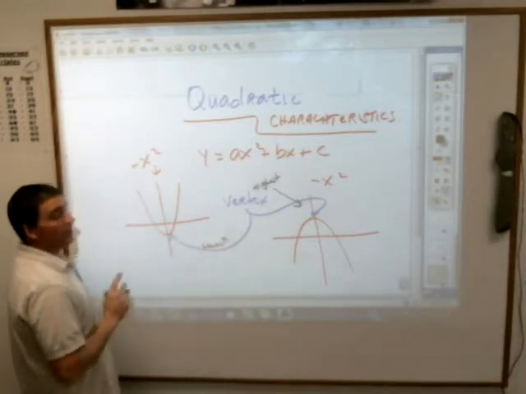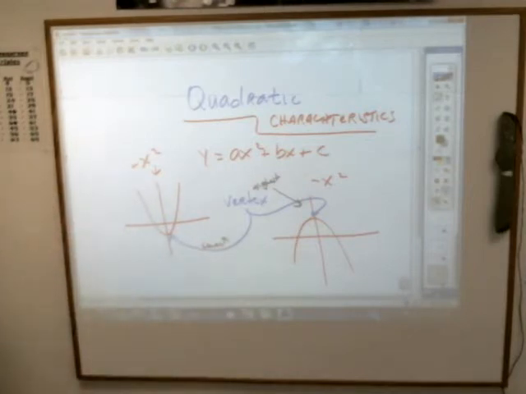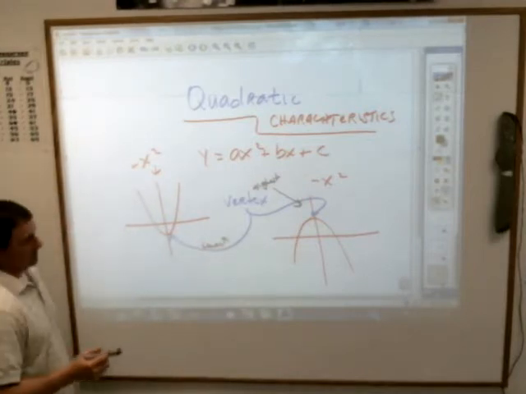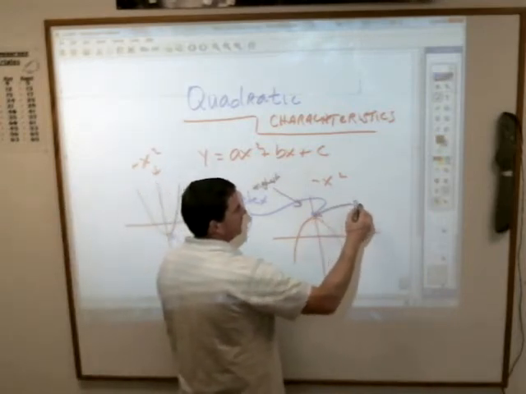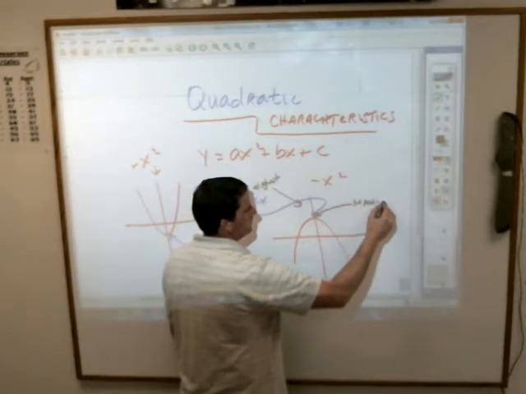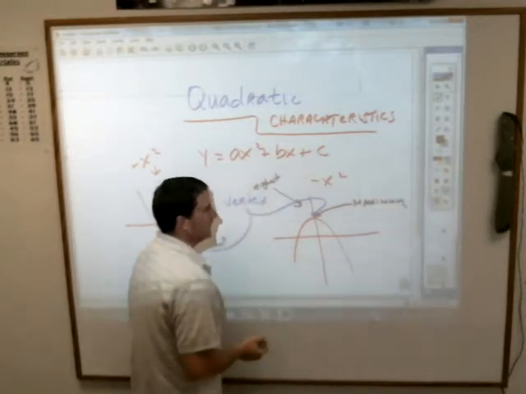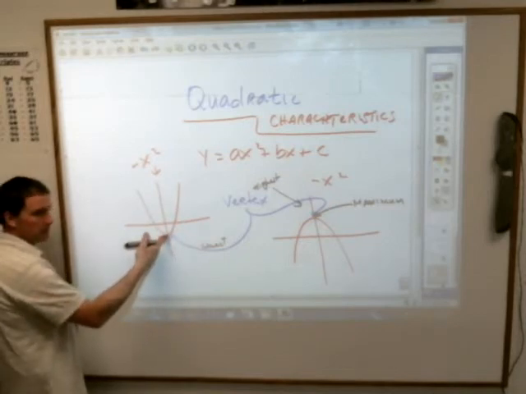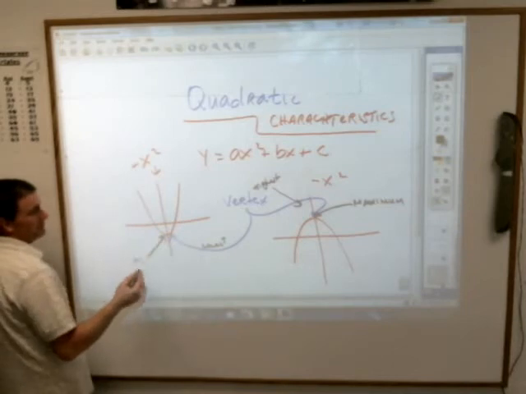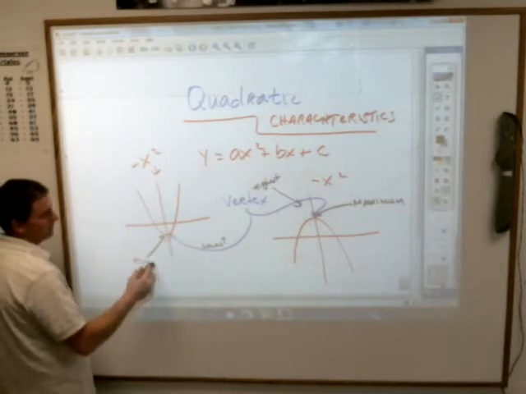Those points are also called maximums and minimums. If it goes like this, that point is called its maximum. And this point here is called its minimum, because that's the lowest it'll ever go. The other one is the highest it'll go, so it's the maximum.